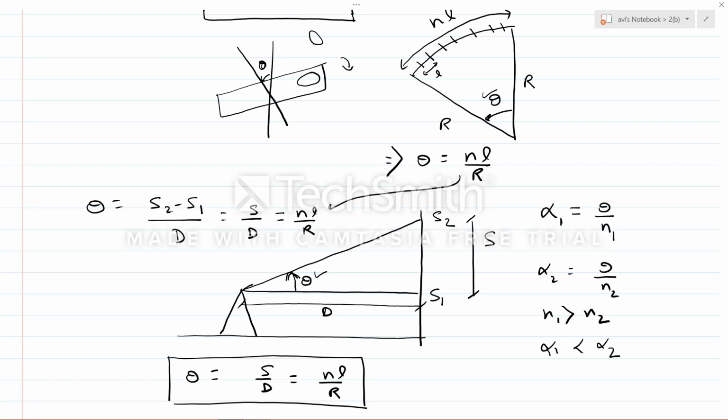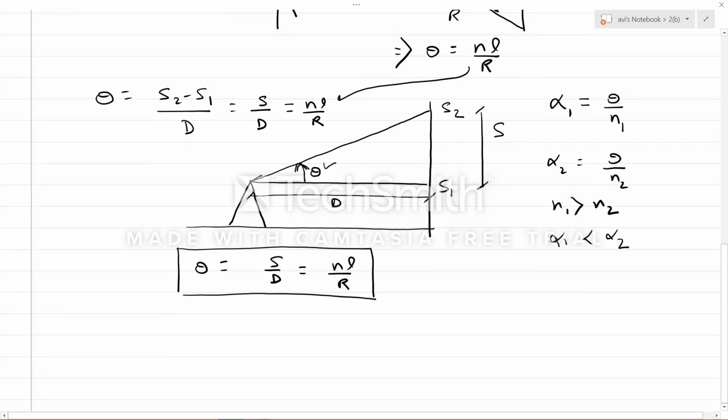For the same value of theta, if n1 is greater than n2, that is, if it is giving more deviation, then the sensitivity of that will be more. Okay, you will understand when we do the question.